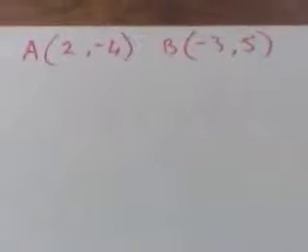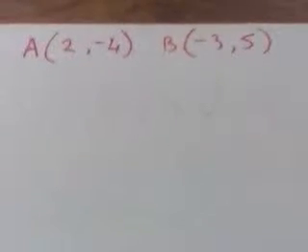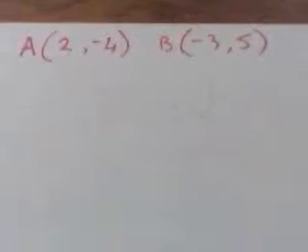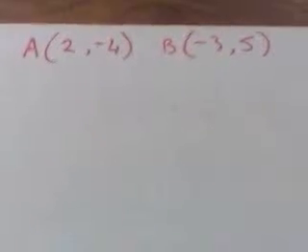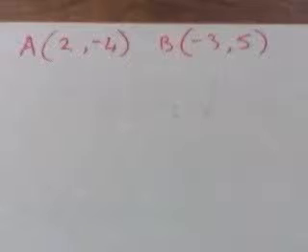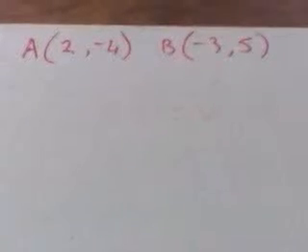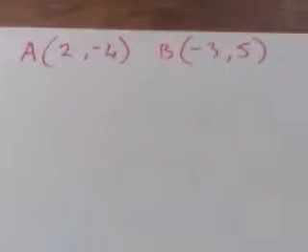And so your question to test your understanding is: find the equation of the line joining A (2, negative 4) and B (negative 3, 5). Press pause and have a go.